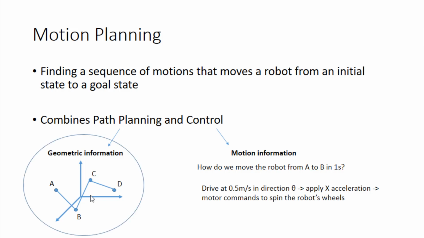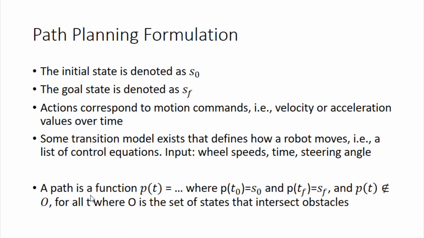So what we're going to be talking about here is, on the left, the geometric information. There are lots of interesting things to talk about with this subject, so we're going to spend probably the next 2 to 3 weeks just on path planning. A very loose formulation of path planning looks something like this. We have some initial state that we can label as S0, and we have a goal state that we can label as SF. The F stands for final, so our final state is our goal state.